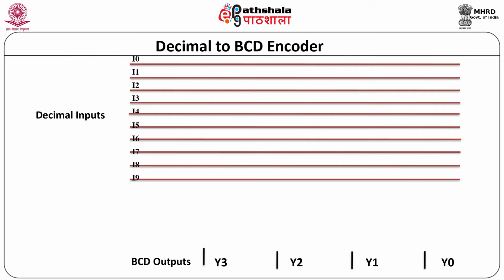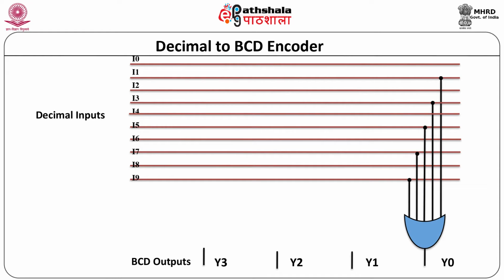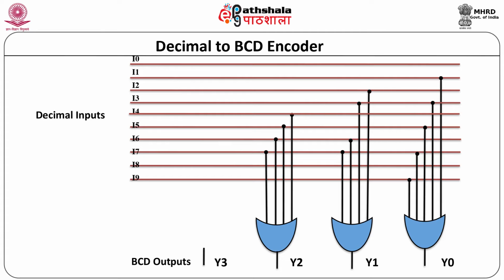From these Boolean expressions, the decimal to BCD encoder can be implemented by using 4 OR gates. The output Y0 is equal to I1 or I3 or I5 or I7 or I9. We can even consider OR gate for output Y1 as I2 or I3 or I6 or I7. Similarly, output Y2 can be obtained by connecting I4, I5, I6 and I7 to the OR gate. Similarly, the output Y3 can be obtained by connecting I8 and I9 to the OR gate.